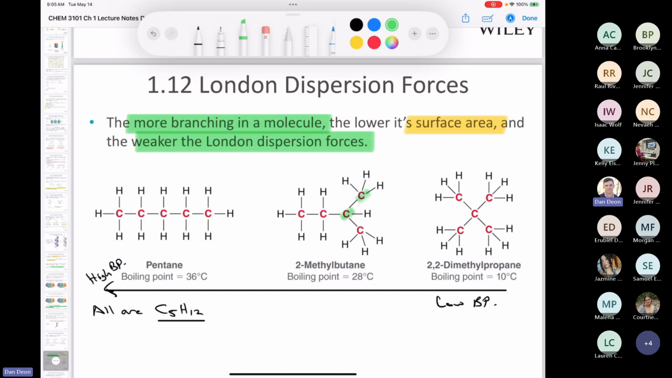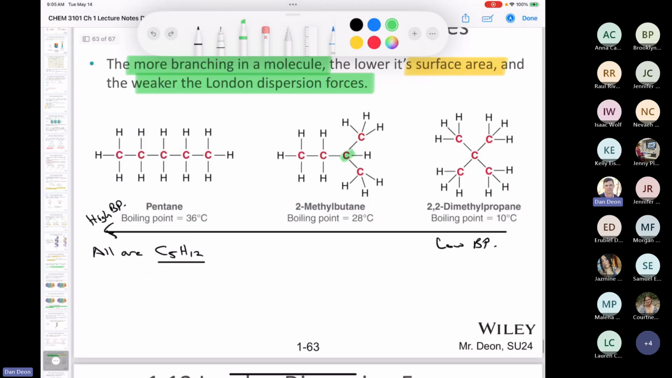And then the methylbutane has 2 branches, or 3, I guess, and then there's just one long chain with pentane, and so it has a higher boiling point. So what's the take-home message? The more branching you have, the lower the boiling point will be.